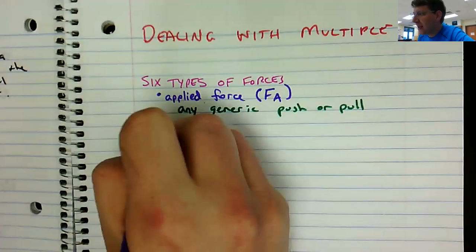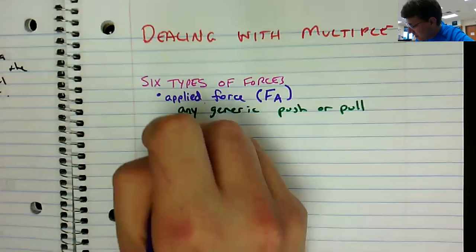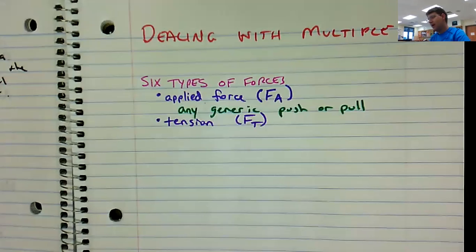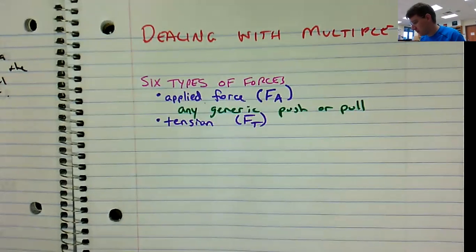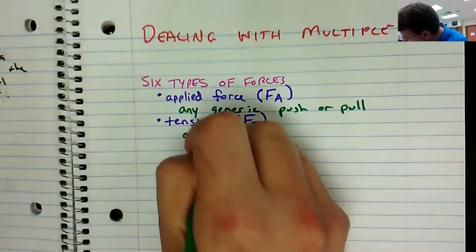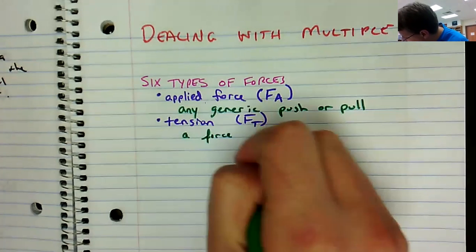The next force we're going to have is what I'm going to call tension. And as you can imagine, it's how much force a rope exerts. So tension force is a force from a rope or a cord or something like that.